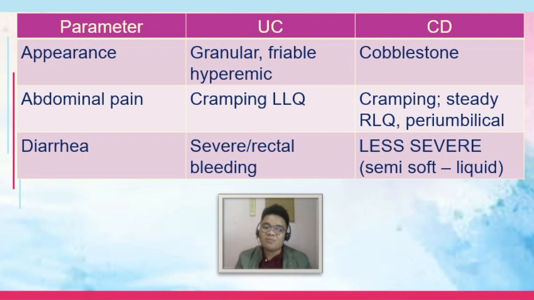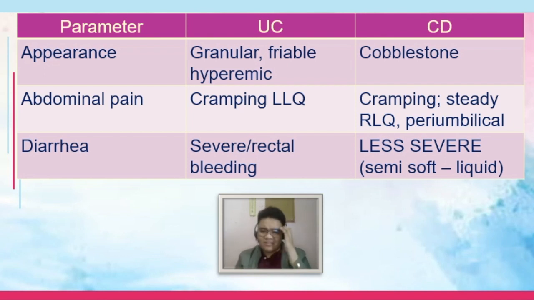Higher risk for bleeding. Abdominal pain here is addressed by the location of the common site. So ulcerative colitis would usually affect your rectum, sigmoid, and then your descending colon, hence left lower quadrant pain. Crohn's disease usually affects your right lower quadrant because that's where your ileum is. Okay, so cramping pain, steady pain, and sometimes radiates to the periumbilical area.